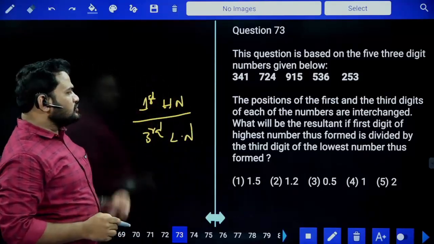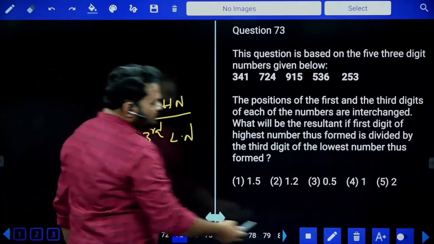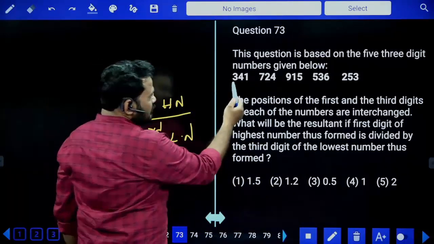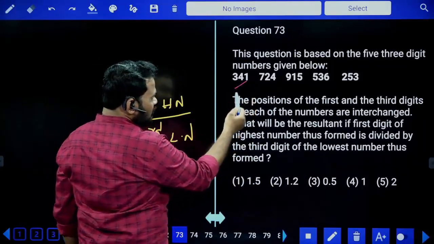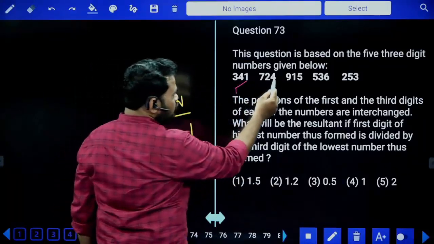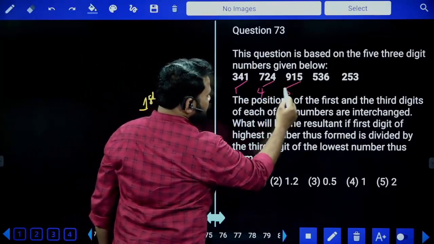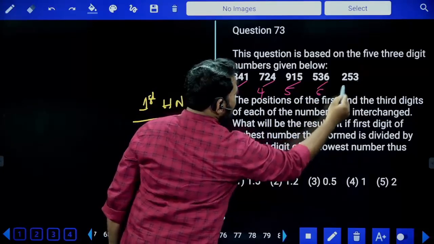We need to get the highest number and lowest number. So after interchanging first and third digit, 341 will be starting with 1 only. Next, 724 will be starting with 4. Next it starts with 5. Next 6 and then 3.